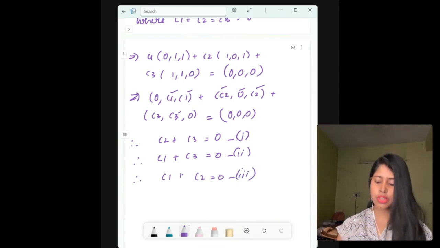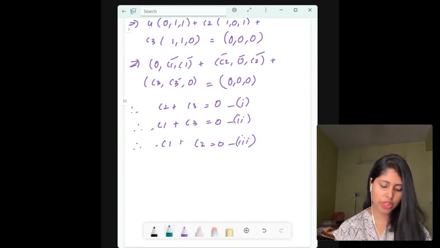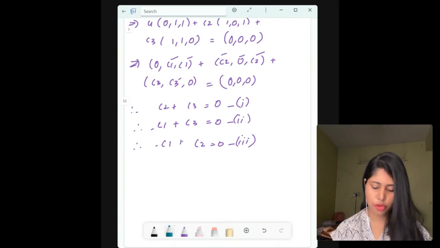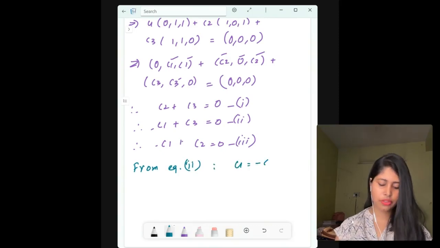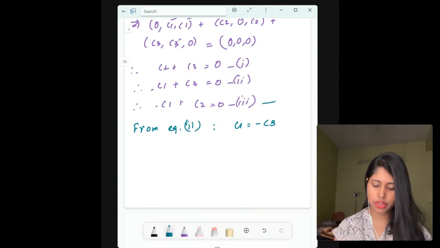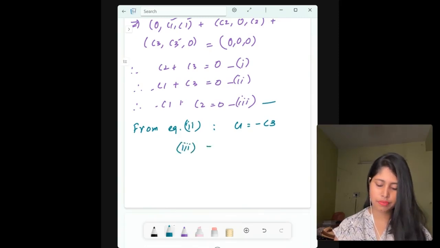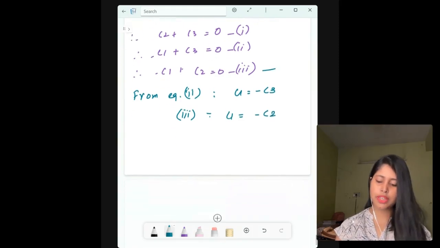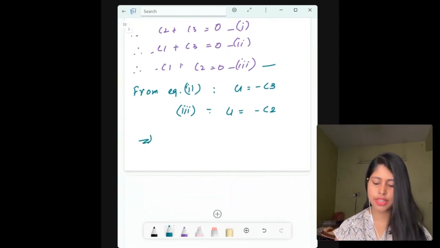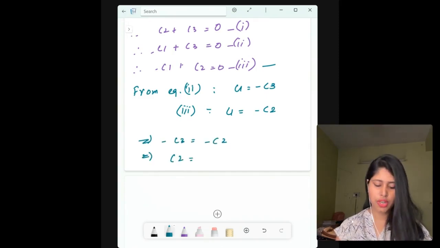All right. Now, from all these three equations only, you will get certain values, right? So from equation 2, we will get that C1 is equals to minus C3, and from equation number 3, we will get C1 is equals to minus C2, right? So combining these two results, we can say that minus C3 is equals to minus C2, which is basically C2 is equals to C3.